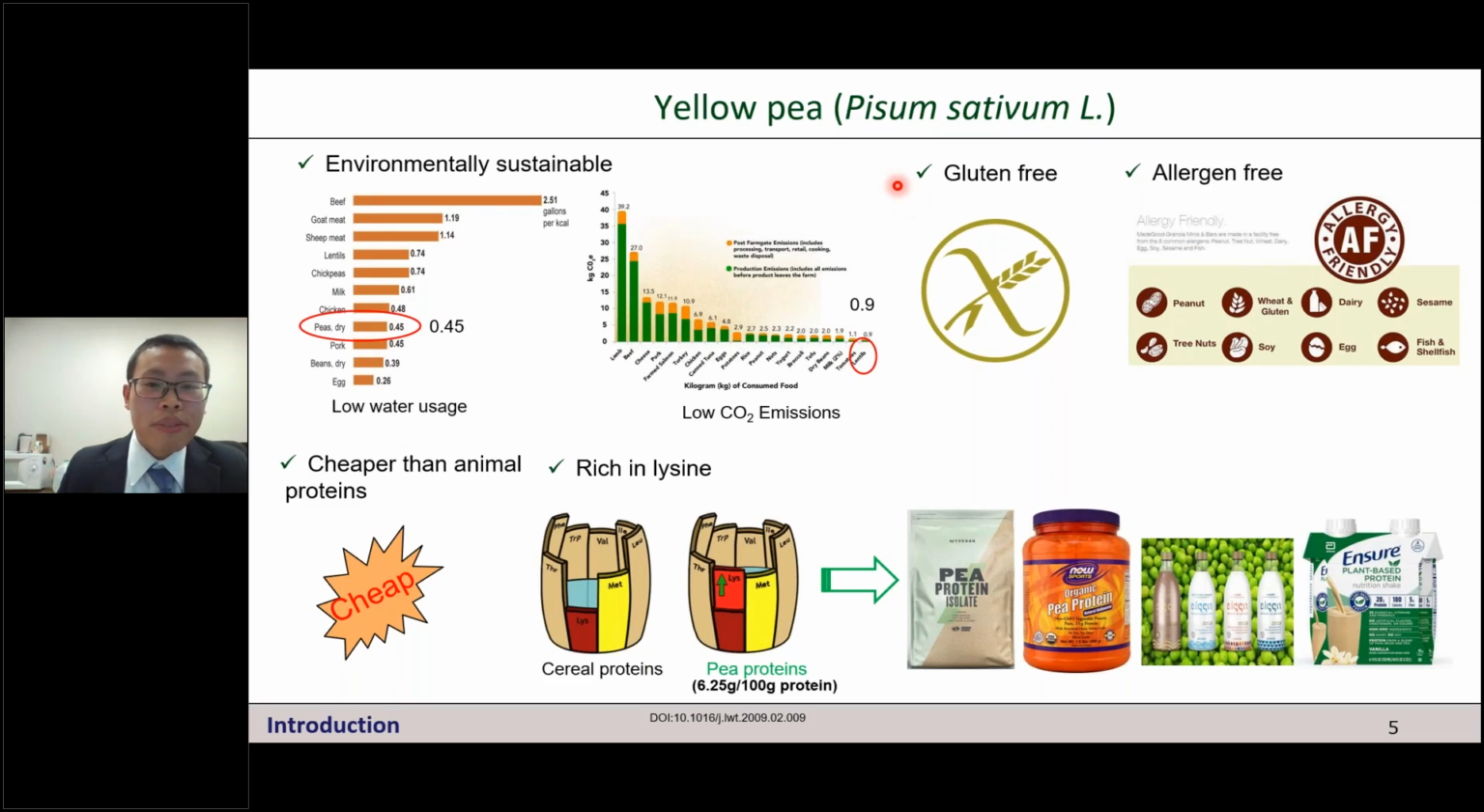Recently, yellow pea has earned considerable interest because of environmental sustainability, such as low water usage and low carbon dioxide footprint, allergy-free, and gluten-free that can be claimed in food labeling as an additional commercial value. The protein extracted from yellow pea seeds is cheaper than animal proteins and rich in lysine, which is an essential amino acid and very low in the majority of cereal proteins. Therefore, a variety of pea protein products were commercially developed in recent years, such as pea protein isolate powder and pea protein milk beverage.